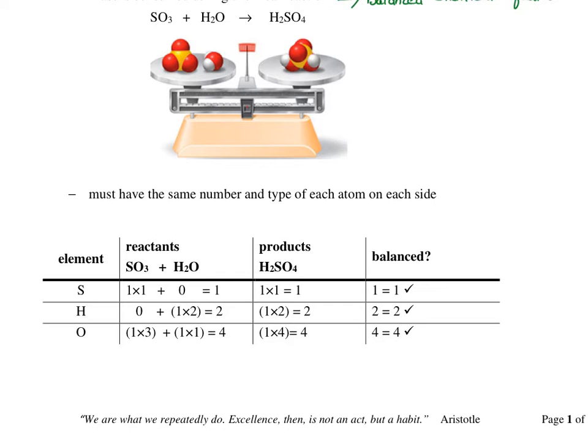If we look at hydrogen, there's 0 hydrogens in SO3, but we get 2 hydrogen atoms contained in water. And if we look at sulfuric acid, we have our 2 hydrogen atoms. So there's a balance of hydrogen atoms. And finally, the oxygen. This SO3 molecule has 3 atoms of oxygen, and H2O has 1 atom of oxygen. So we have a total of 4 atoms on the reactant side. On the product side, we have also 4 atoms of oxygen.